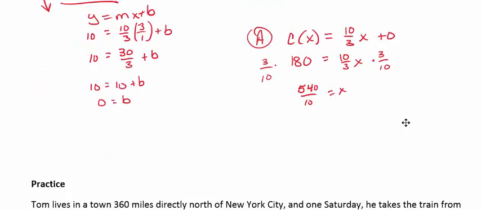So our answer here is 54. So x equals 54. So there should be 54 mints in the box. All right, so that was part B.